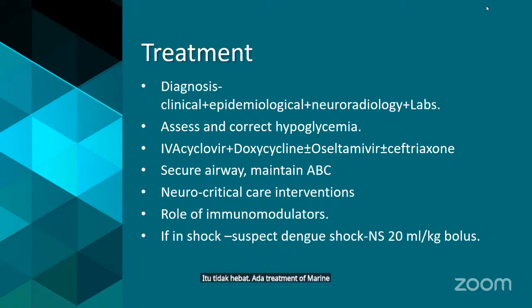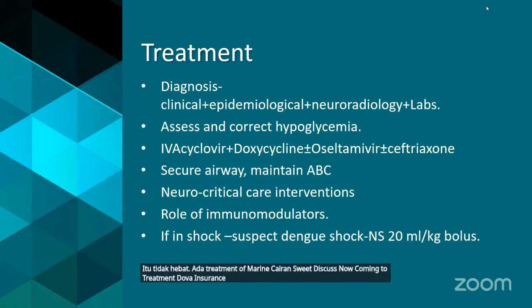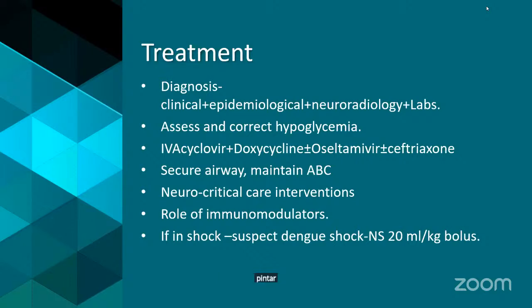Now, coming to the treatment of encephalitis, the diagnosis should be based on clinical plus epidemiological plus neuroradiology plus the labs. Assess and correct hypoglycemia if present. We need to start intravenous acyclovir with doxycycline, with or without oseltamivir, and definitely ceftriaxone, because initially we will not be able to differentiate between meningitis and meningoencephalitis.